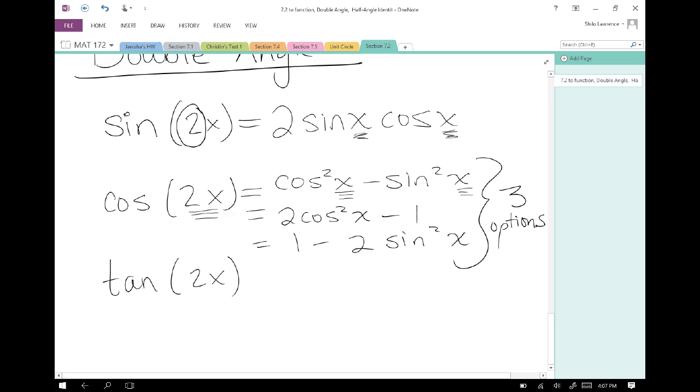A lot of times, we'll just use one of the last two because they only have one trig function in them. Usually when we're trying to simplify a trig expression, it's simpler to only have one trig function in the problem rather than 2. And that first option has 2 different trig functions in it. So cosine 2x has 3 different options. And then tan 2x is 2 tan x over 1 minus tan squared x.